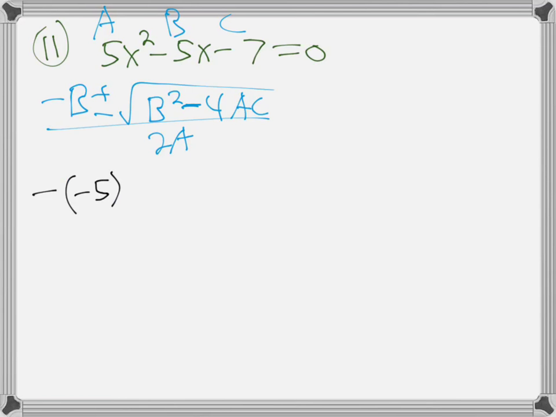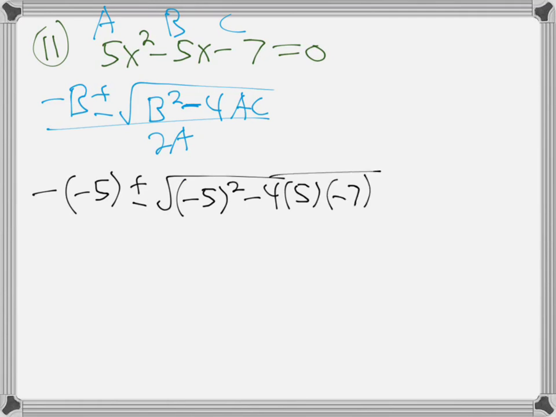Everybody see what happened there? Plus or minus the square root of b squared. So b squared, that'd be negative 5 squared minus 4 times a times c all over 2a. We good to there? This making sense? And then what do we get from there? Now we're going to get positive 5, right?